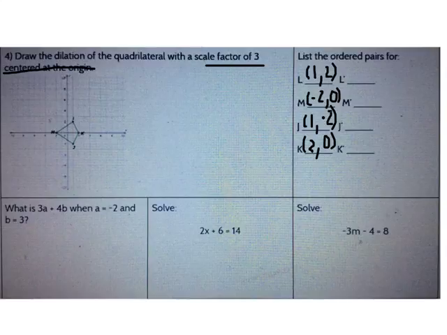Now let's find the ordered pairs for our new figure. Remember that I can multiply each coordinate by the scale factor. So, for L prime, what's 1 times 3? It's 3. What's 2 times 3? It's 6. So I can graph L prime at 3, 6.